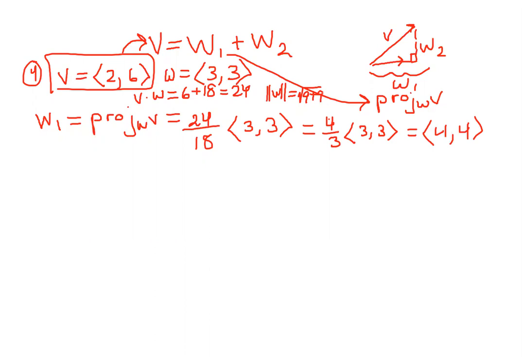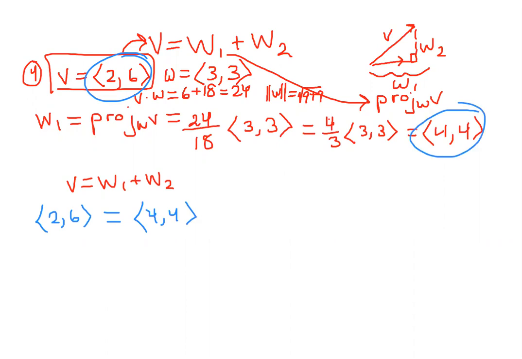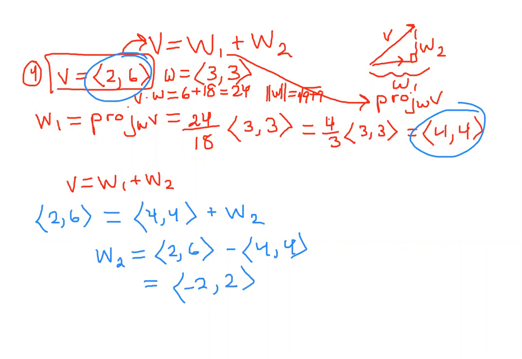Okay. Now, remember what we're trying to do. We're trying to rewrite V as W1 plus W2. So let's substitute in what we have. V is 2, 6, right here. W1 is 4, 4. That's what we found right here. And W2 is right there. So we need to find W2 by solving this. W2 is just going to be 2, 6 minus 4, 4, which is -2, 2.